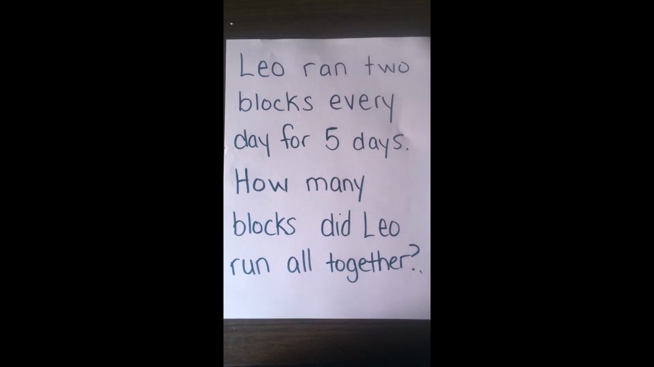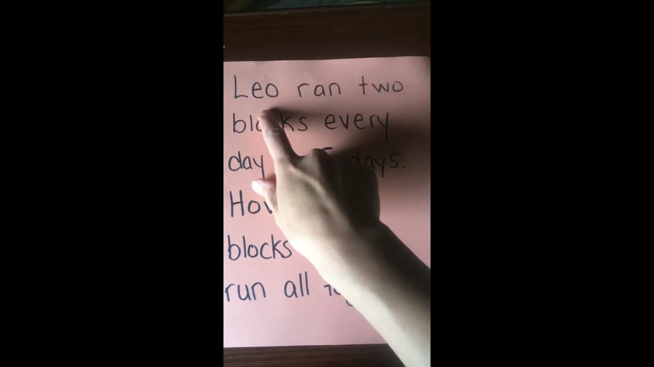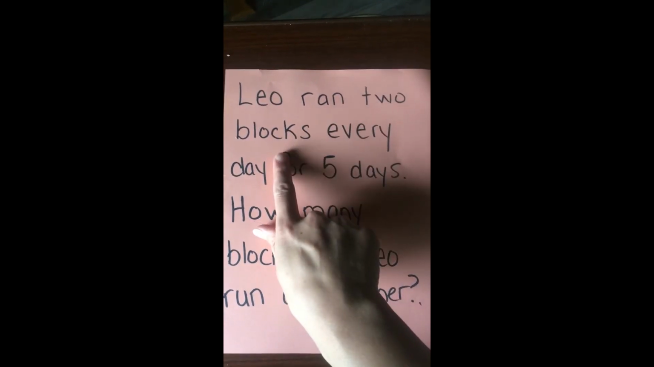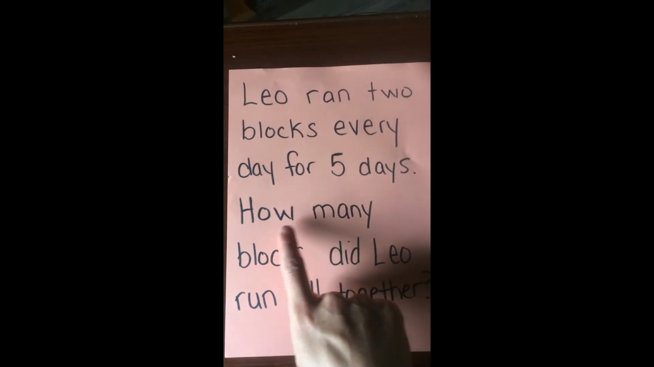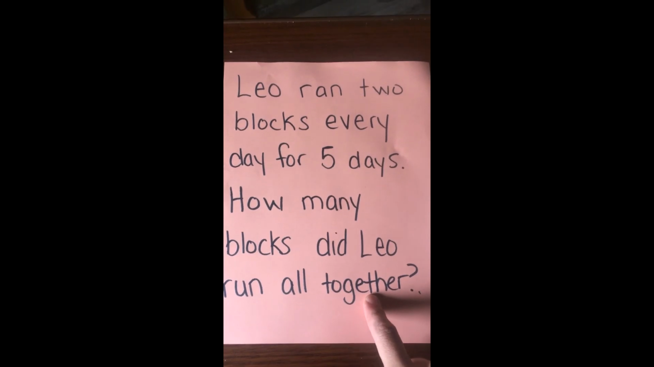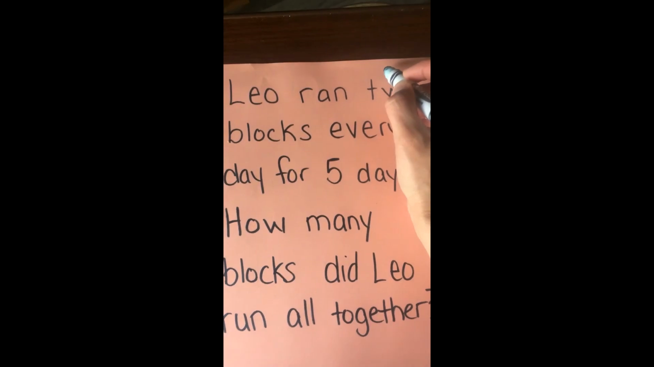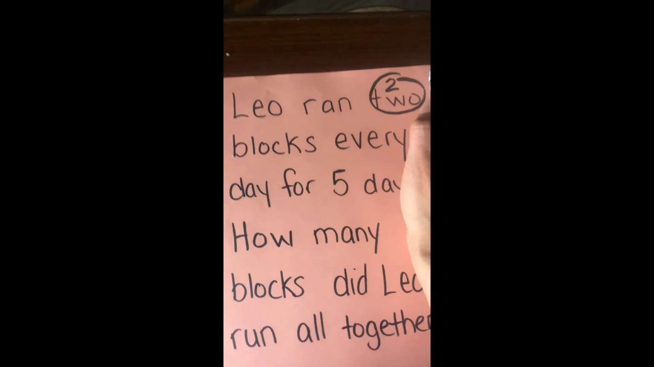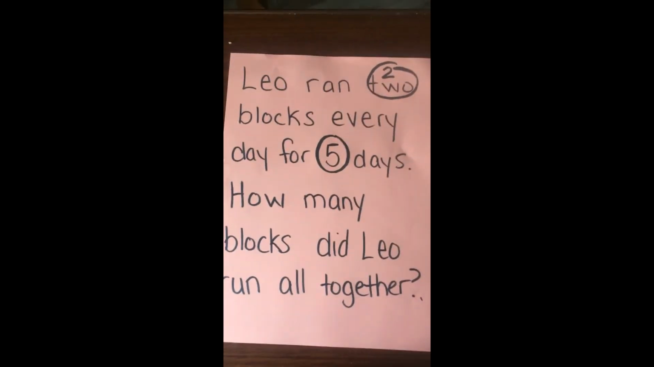Okay, now let's see if you can answer this question. Let's read it together. Leo ran 2 blocks every day for 5 days. How many blocks did Leo run all together? All right, so first we're going to circle our numbers. I'm going to write the number 2 above this because I know that it's a number, and I'm going to circle 5 days. So there, I have my numbers that I'm working with.